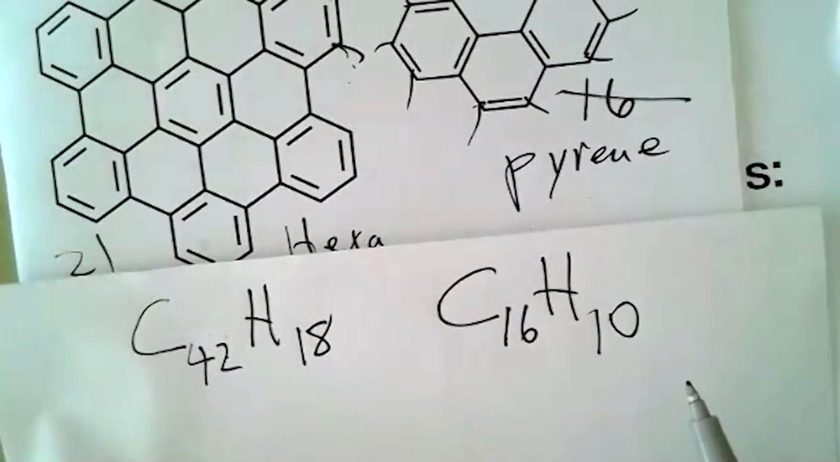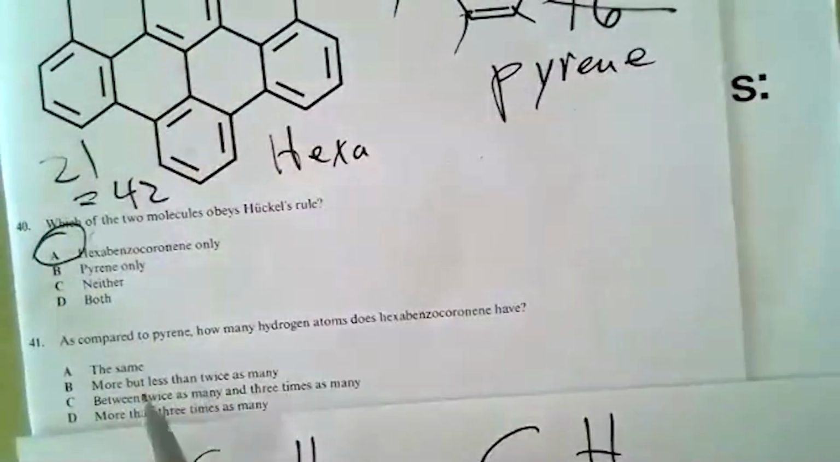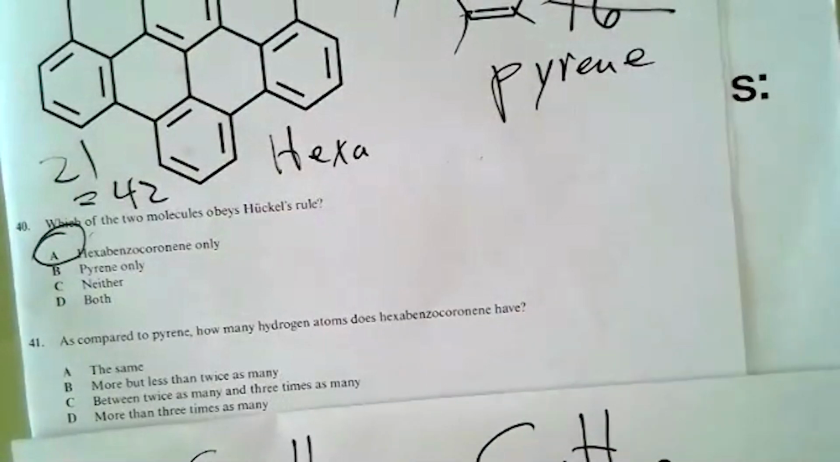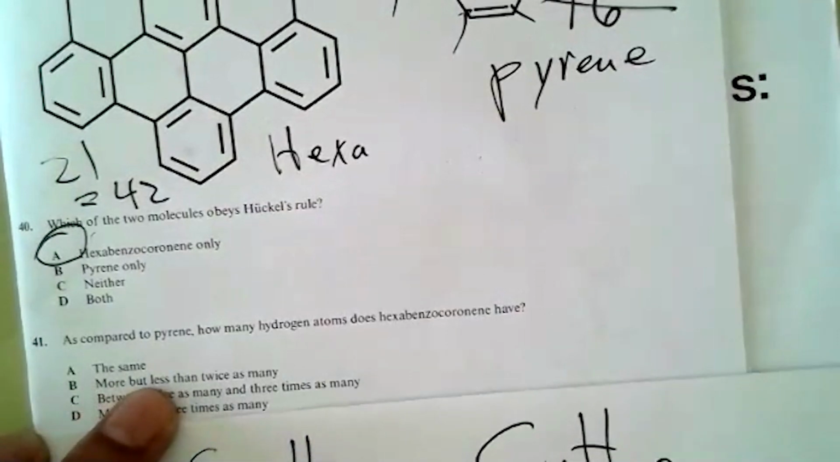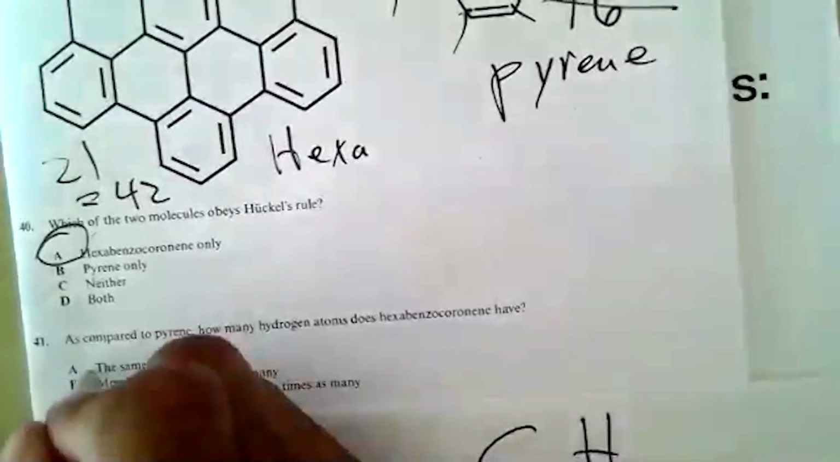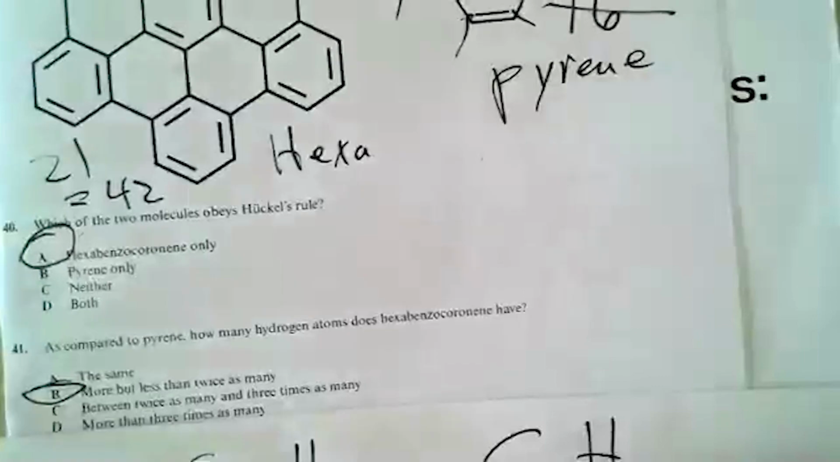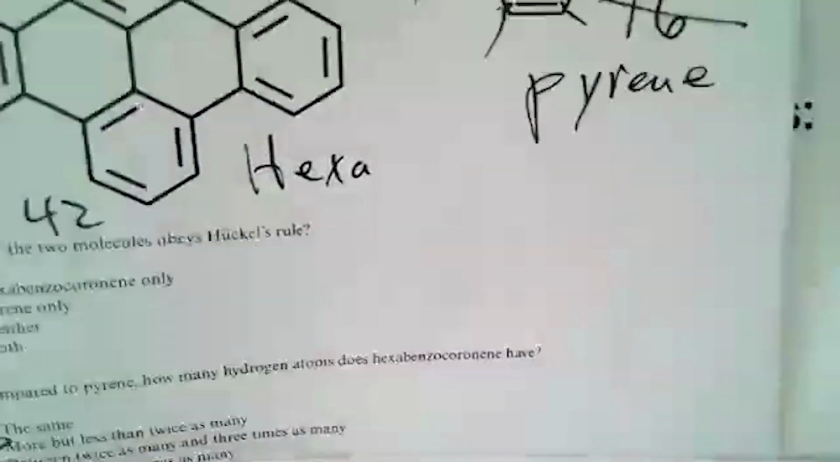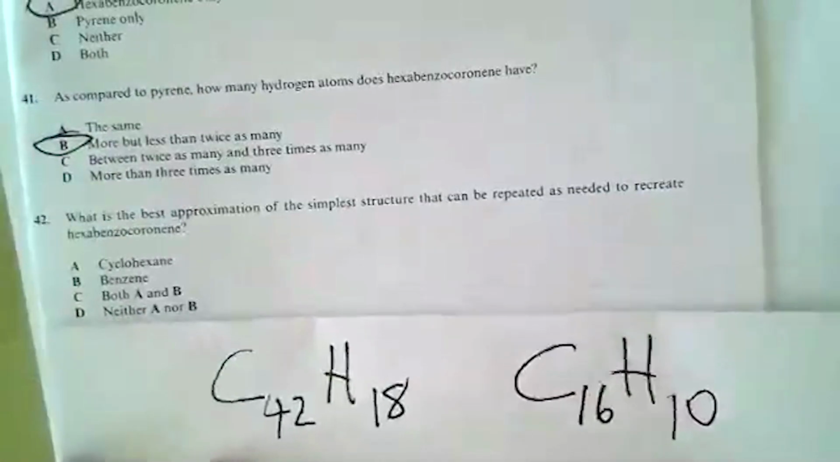Okay, so looking at our answer choices, as compared to pyrene, how many hydrogen atoms does this have? So we're comparing 10 to 18. And so hexabenzocoronene has more, but less than twice as many. And this is a kind of answer that professors don't usually have in university, those kinds of answer choices, but Acer does.